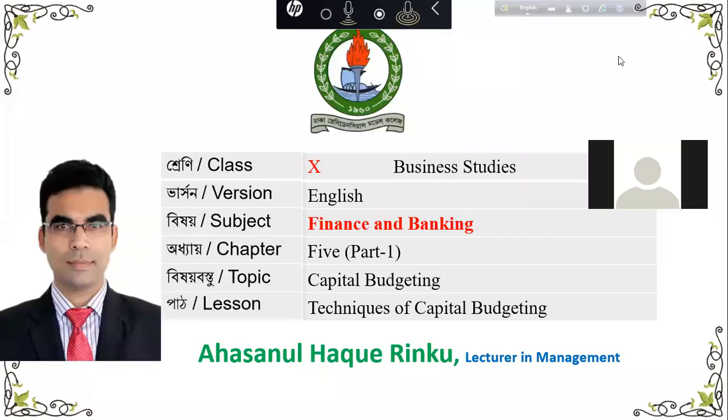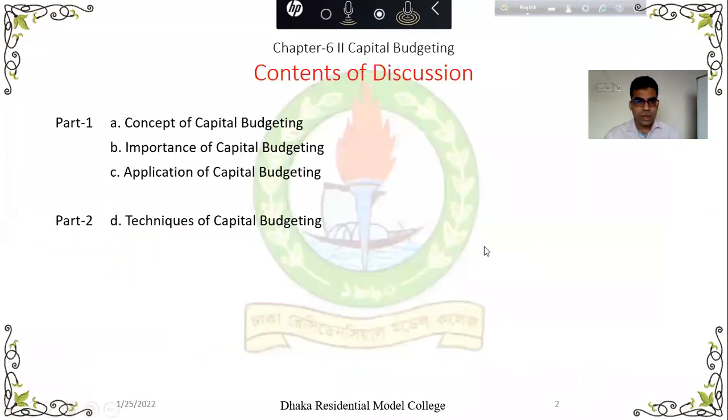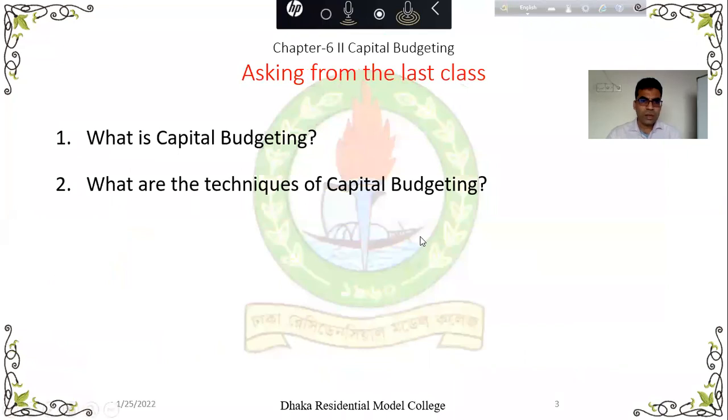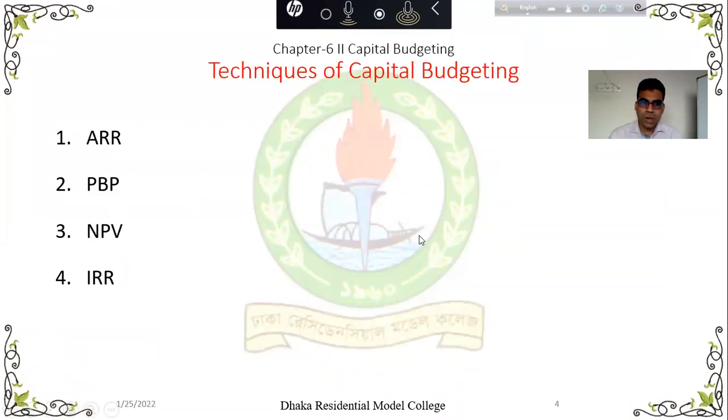Open your book. Have you opened your book? No, sir, please give us a minute. Yes, open your book. Open your book, page number 70, techniques of capital budgeting. The 4 techniques of capital budgeting are given in your book. These are ARR, PBP, NPV, IRR.